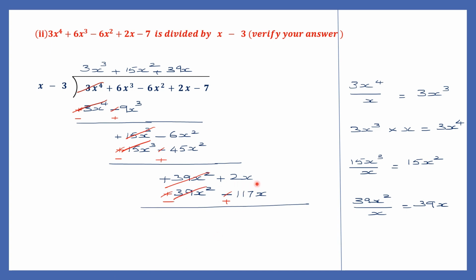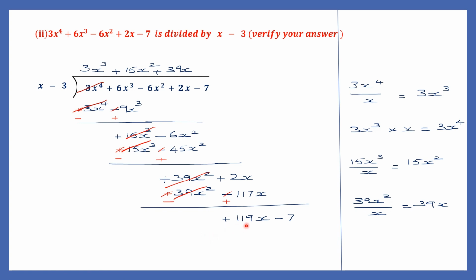Here we have plus 2x plus 117x. Signs are the same. So put the same sign and add. 117 plus 2 is 119. So 119x. Now we bring down this. That is minus 7. So let's write minus 7 here.